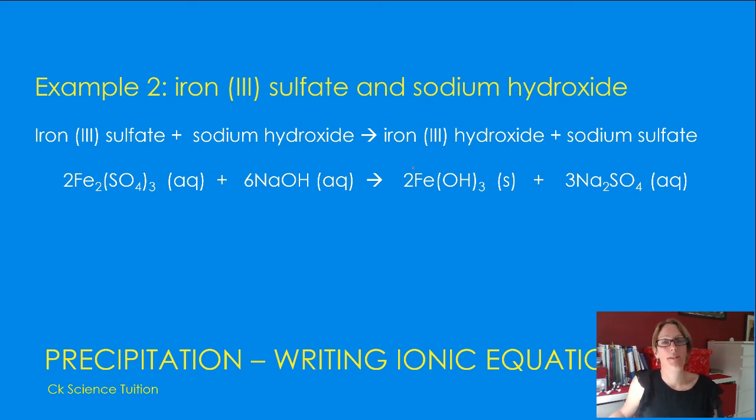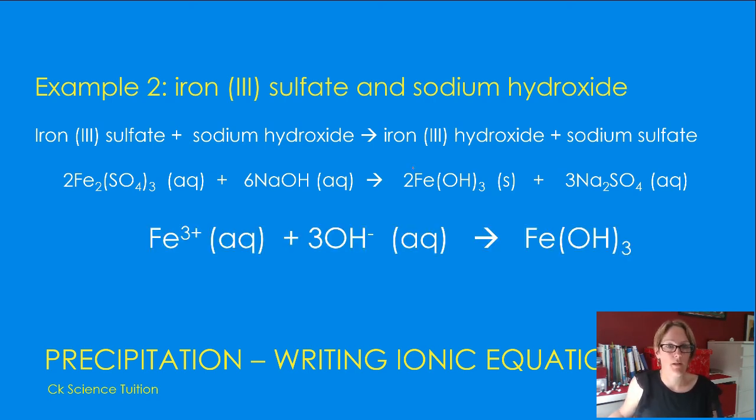Let's see how that changes if we turn it into an ionic equation. Easy. I'm only worried about iron 3 hydroxide, so I don't need to worry about the sulfate ions anymore, which was making the balancing difficult. And so all I need to know is that I'm going to have 3 hydroxide ions because they have a 1- charge, and I have an iron 3+ ion to start with.